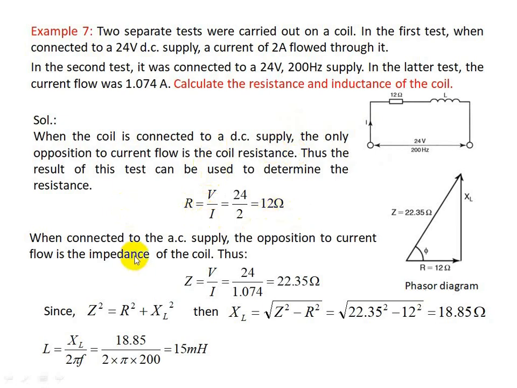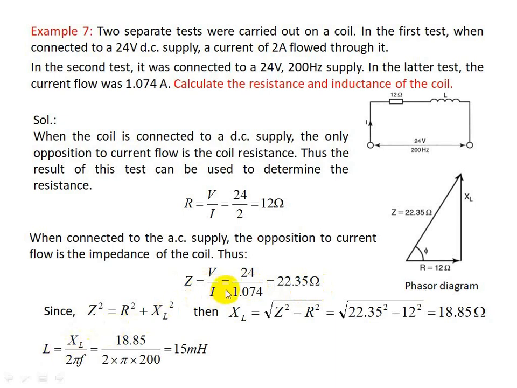Next, when it is connected to the AC supply, then there comes the impedance of the coil. So we will have inductive reactance and impedance. From the given values, that is voltage and current in the second test, we can find the impedance. So calculate the impedance by substituting the values. It is 22.35 ohms. But from impedance, we have to find out this inductance L.